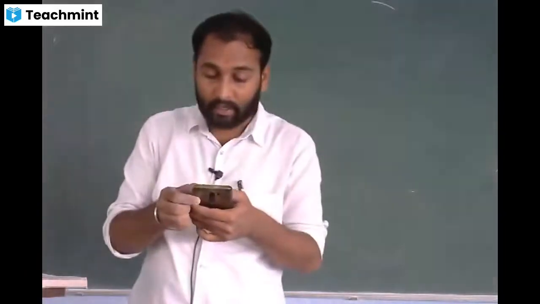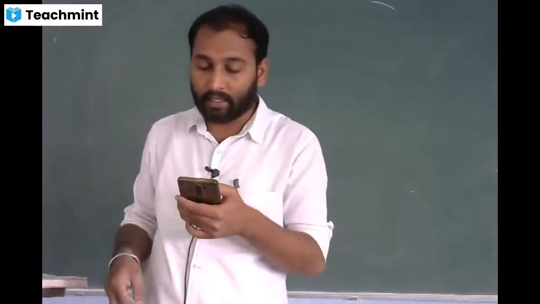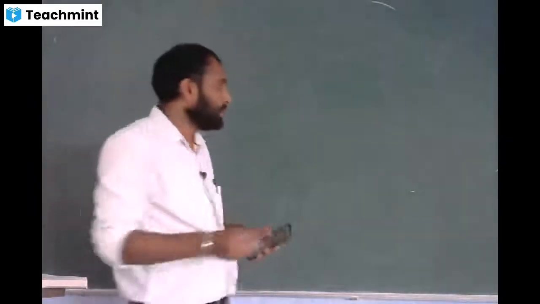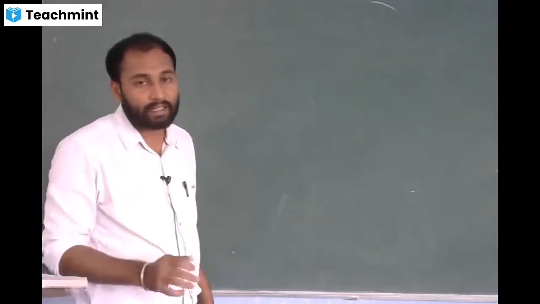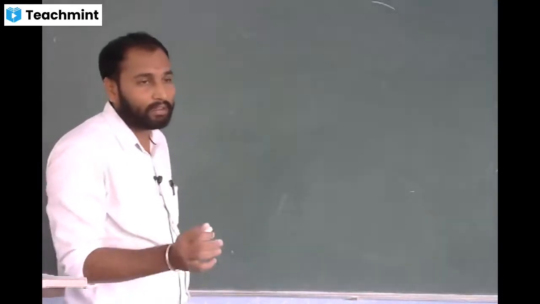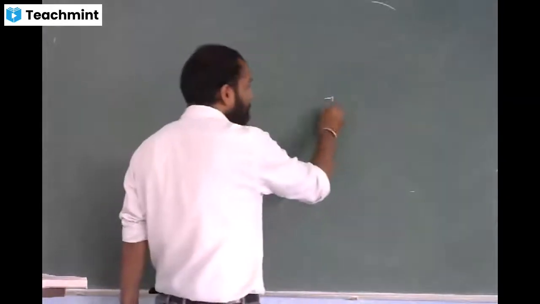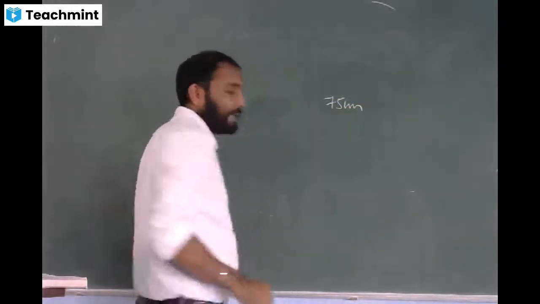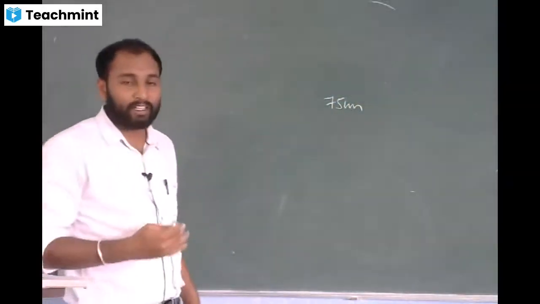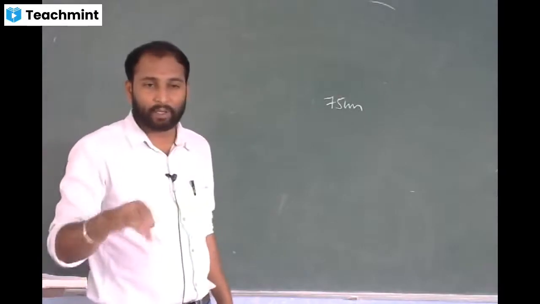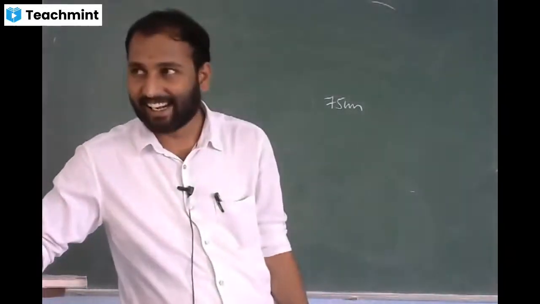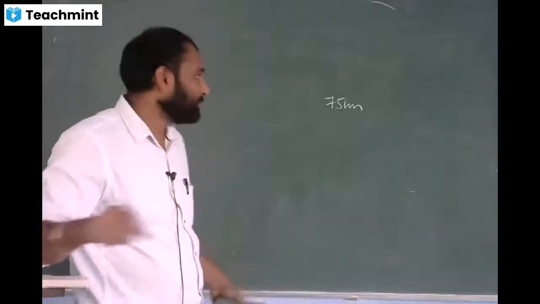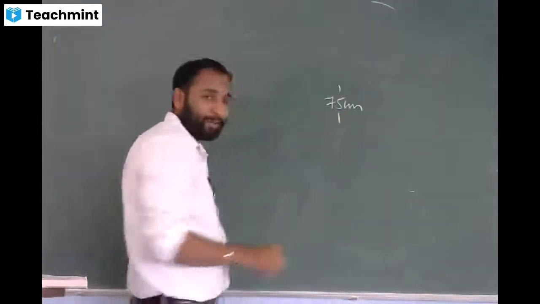A person cannot see objects nearer than 75 centimeter. Nearer than 75 centimeter means below 75. Below 75, is he able to see or not able to see? Able to see, sir. He is able to see, right?